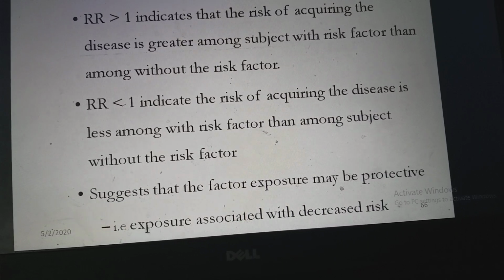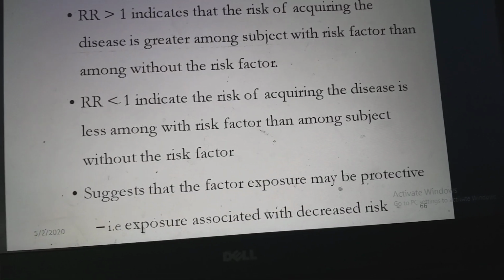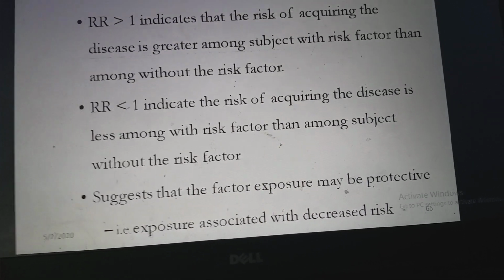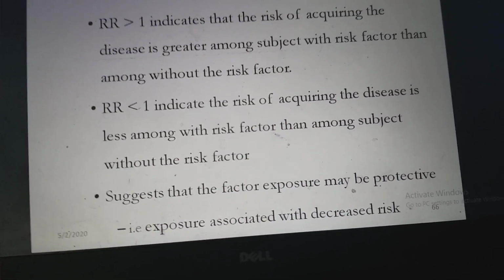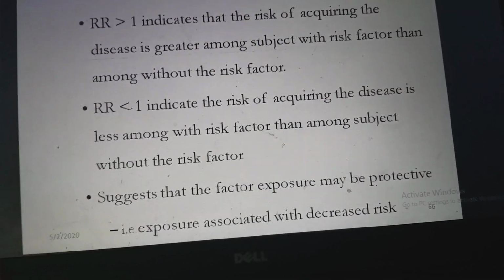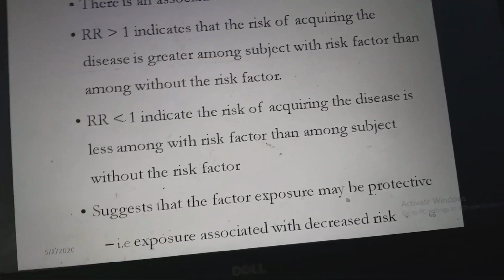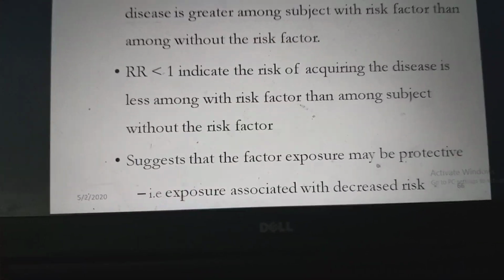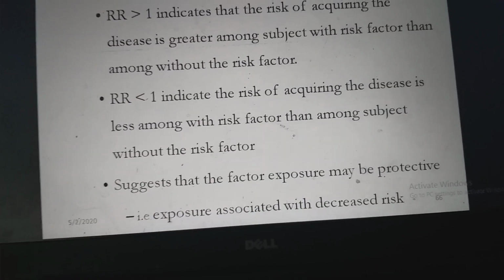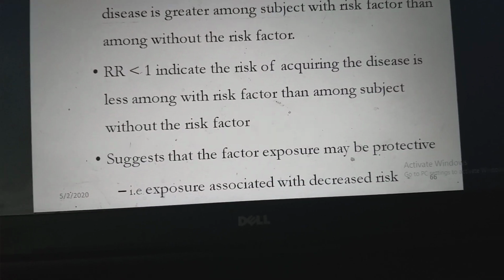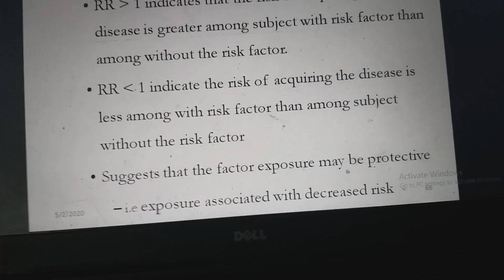If it is greater than 1, there is a strong relationship between exposure and the disease. If it is less than 1, there is no relationship, or the effect of exposure on the disease is positive. That means it can be used as a protective factor or as a treatment. That's why, if less than 1, exposure is associated with decreased disease.